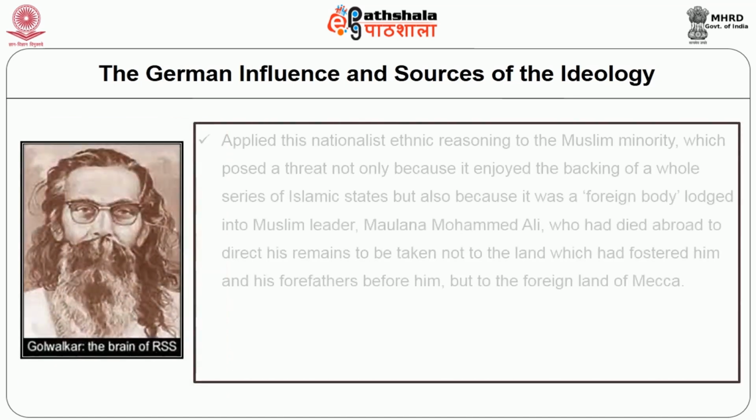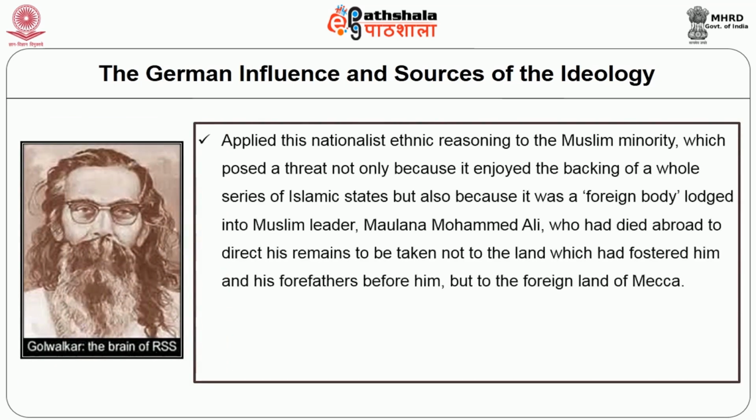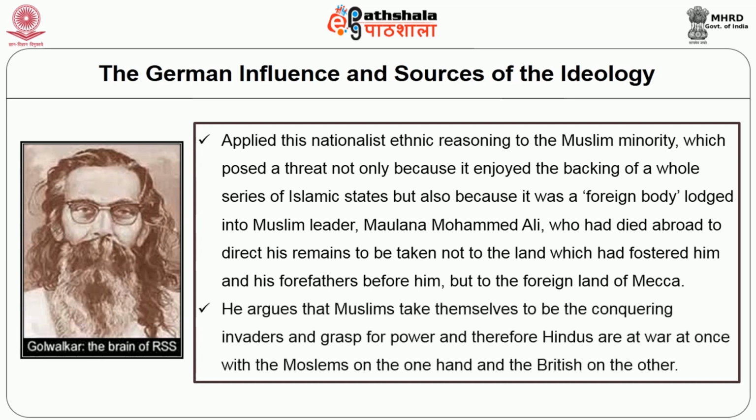Golwalkar also applied this nationalist ethnic reasoning to the Muslim minority, which posed a threat not only because it enjoyed the backing of a whole series of Islamic states, but also because it was a foreign body lodged into the nation. He cites the Muslim leader Maulana Muhammad Ali, who had died abroad, directing that his remains be taken not to the land which fostered him and his forefathers before him, but to the foreign land of Mecca. He argues that Muslims take themselves to be the conquering invaders and grasp for power, and therefore Hindus are at war at once with the Muslims on the one hand and the British on the other.